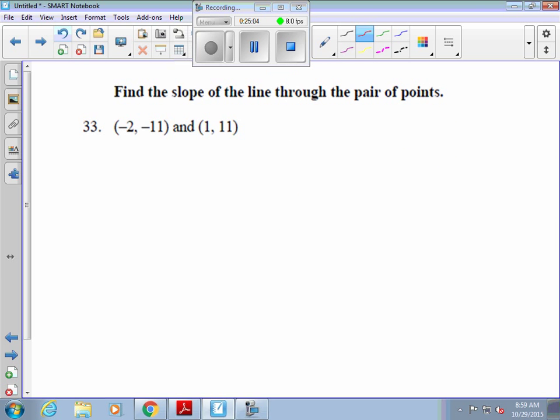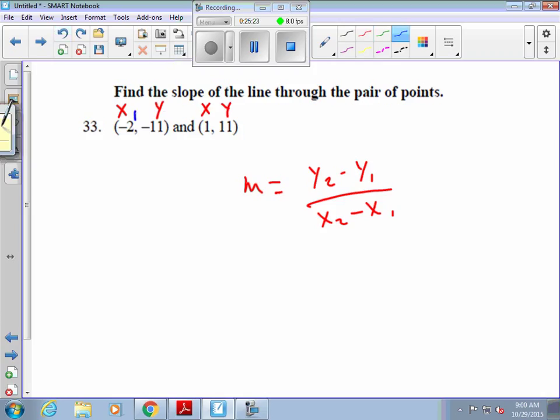Then 33 says find the slope. M is equal to y sub 2 minus y sub 1, the difference of y, over x sub 2 minus x sub 1, the difference of x. This is x and this is y. This is x and this is y. Remember, it's alphabetical if you ever get stuck. This is point 1. This is point 2. And just plug it in.